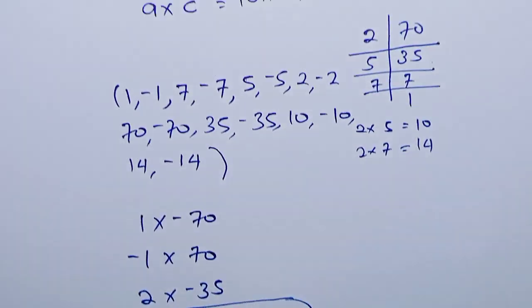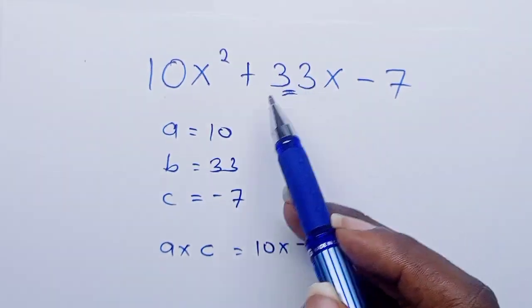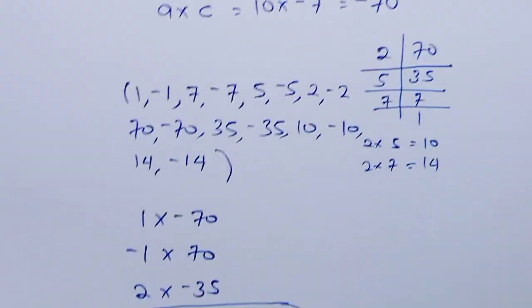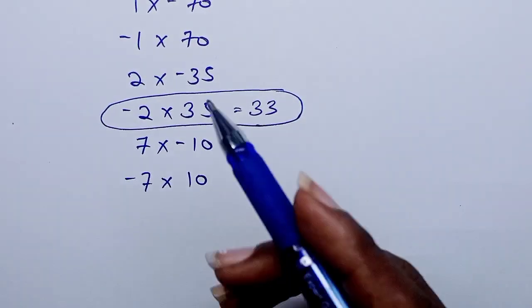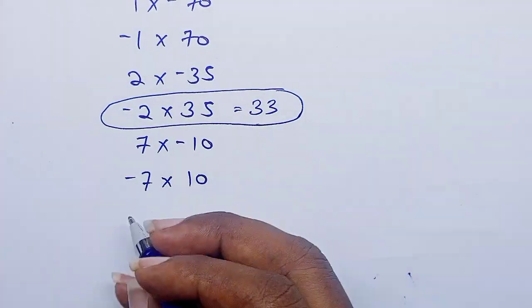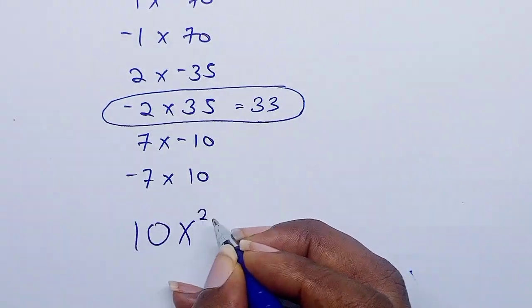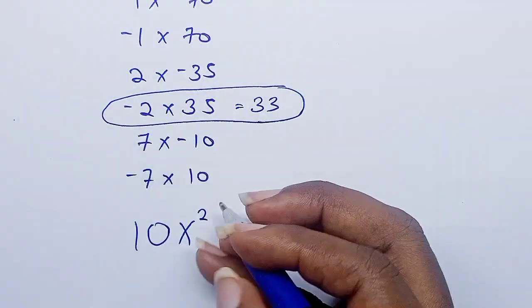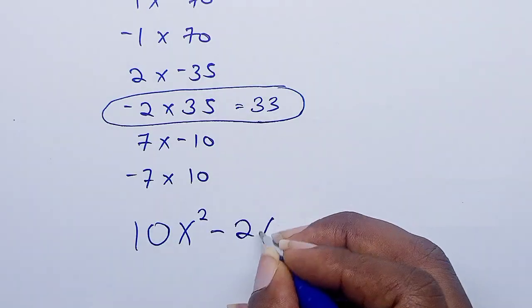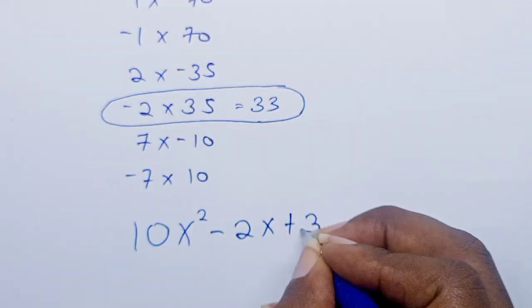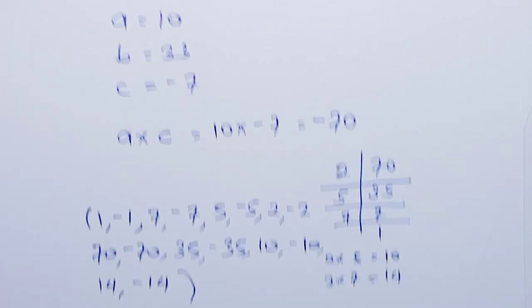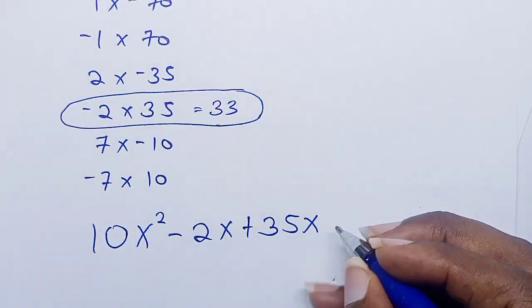So now, after getting those two, you need to replace them in this expression here. We replace them for 33x, okay? So we shall have 10x squared, then in place of 33x, we shall put minus 2x plus 35x, then minus 7 at the end.